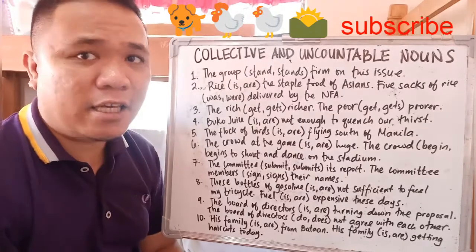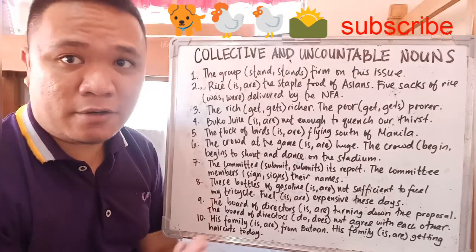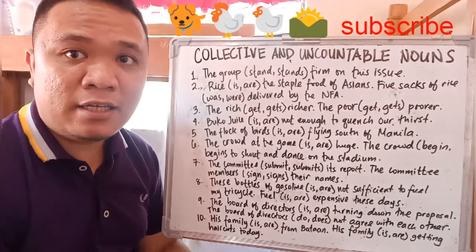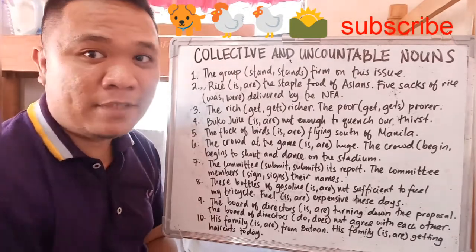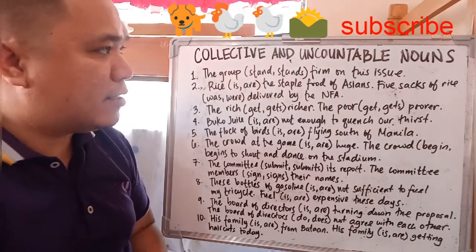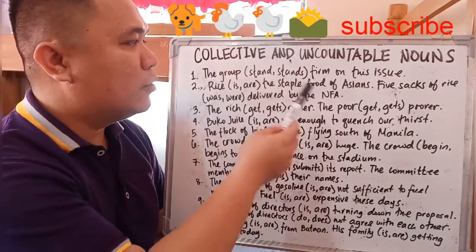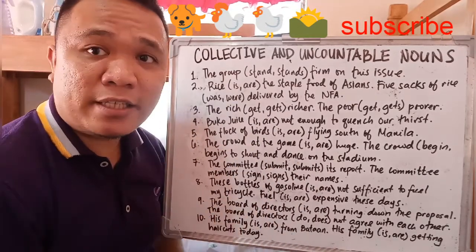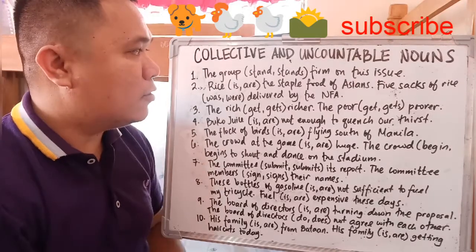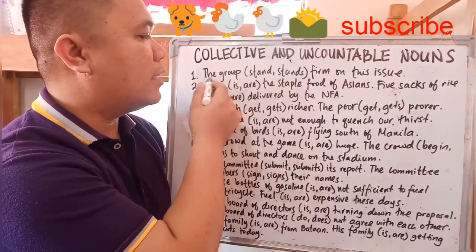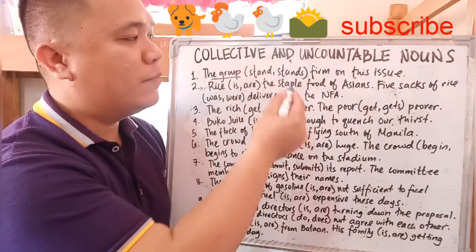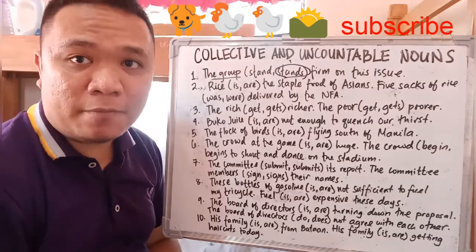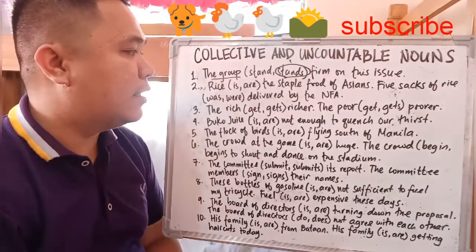So let's analyze whether this group works together or not. If they work together, that is singular. If they work differently, that is plural. The group stands firm on this issue. Do you think that the group works together by being firm on this issue? Yes. So basically the group is our subject as a collective noun and the verb is singular, a singular verb that ends in S.